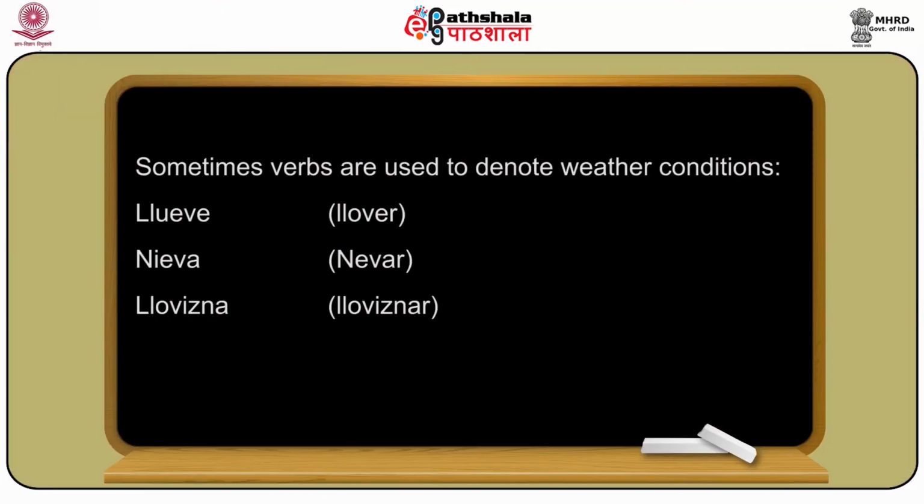Apart from this, there are some verbs which we use for stating the weather condition. For example, if it is raining, we can say llueve, which comes from the verb llover, meaning it's raining. If it is snowing, then you can say nieva, meaning it's snowing, and nieva comes from the verb nevar. If it's drizzling, then you can say jovisna, and jovisna comes from the verb jovisnar, which means to drizzle.